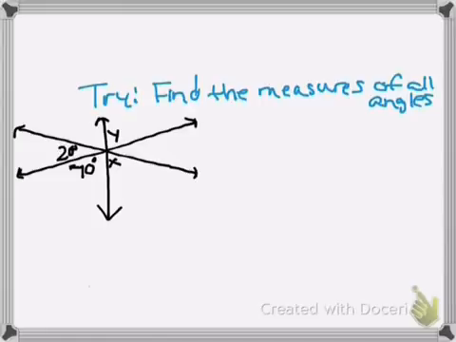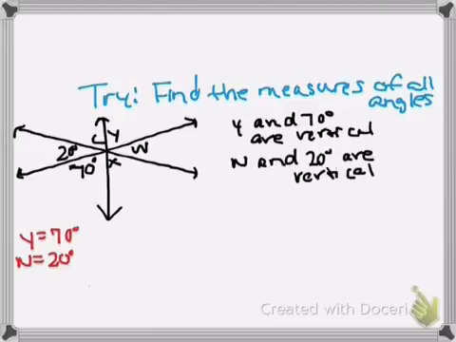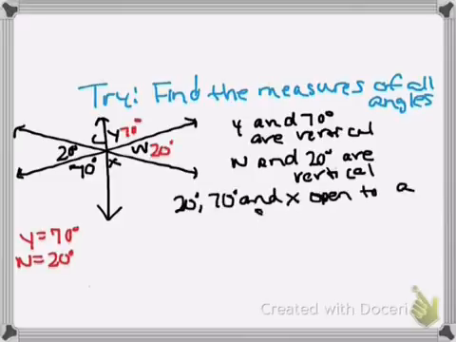Okay, the thing I like to look for first is vertical angles, and I see several. I've added C and W also for us to find. I've noticed that Y and 70 are vertical angles, and W and 20 are vertical angles. So that helps me find the exact measure: 70 degrees is the measure of Y, and 20 degrees is the measure of W. So just by knowing vertical angles, I was able to find the measure of W and Y.